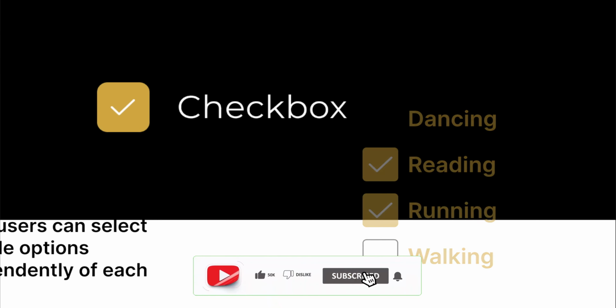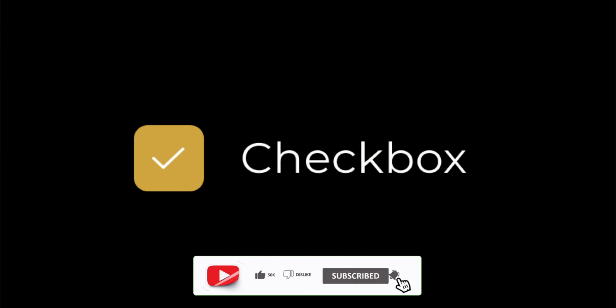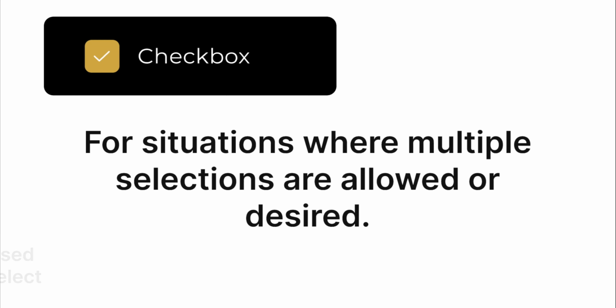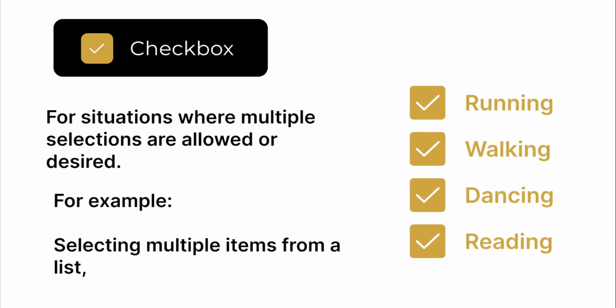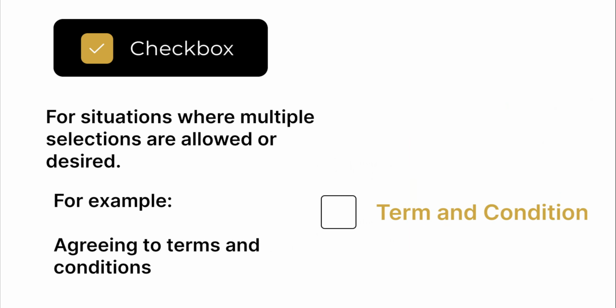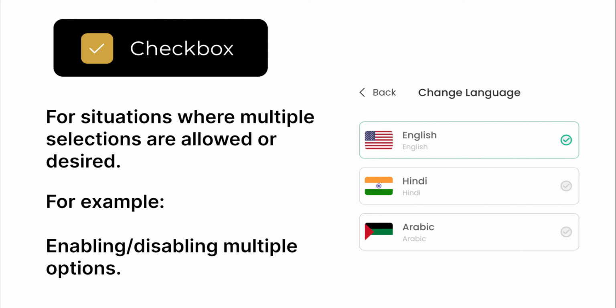They are typically presented as a small square box that users can check or uncheck for situations where multiple selections are allowed or desired. For example, selecting multiple items from a list, agreeing to terms and conditions, or enabling and disabling multiple options.